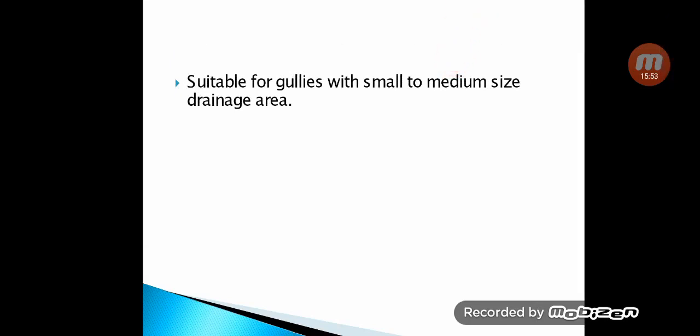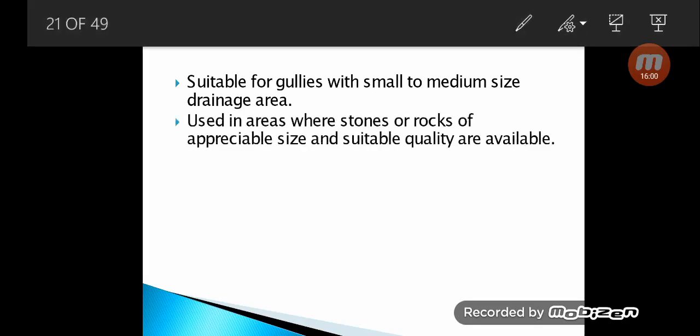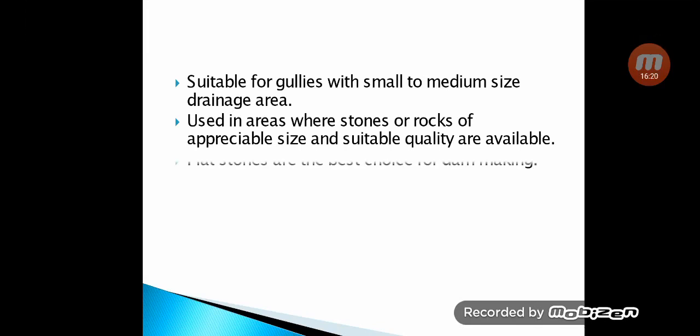Suitable for gullies with small to medium size of drainage areas, used in areas where stones or rocks are of appreciable size and quality. Suitable quality means the stone should be able to sustain water velocity. These qualities should be available, then only can these loose rock dams be built. Flat stones are the best choice for this dam.